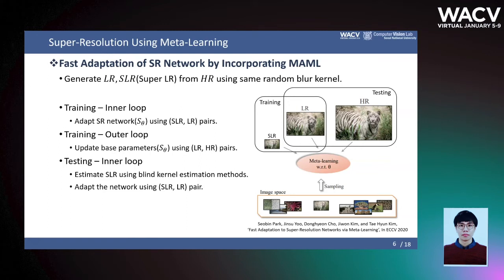The training consists of inner and outer loops, where the baseline SR network is adapted using the SLR-LR pairs in the inner loop, and the base parameters themselves are updated using the LR-HR pairs in the outer loop. At test time, only the inner loop is active, and the final HR image is obtained by feeding the LR image to the adapted SR network. However, for blind SR settings, the existing meta-learning-based frameworks still require an off-the-shelf kernel estimation method, which is very time-consuming.